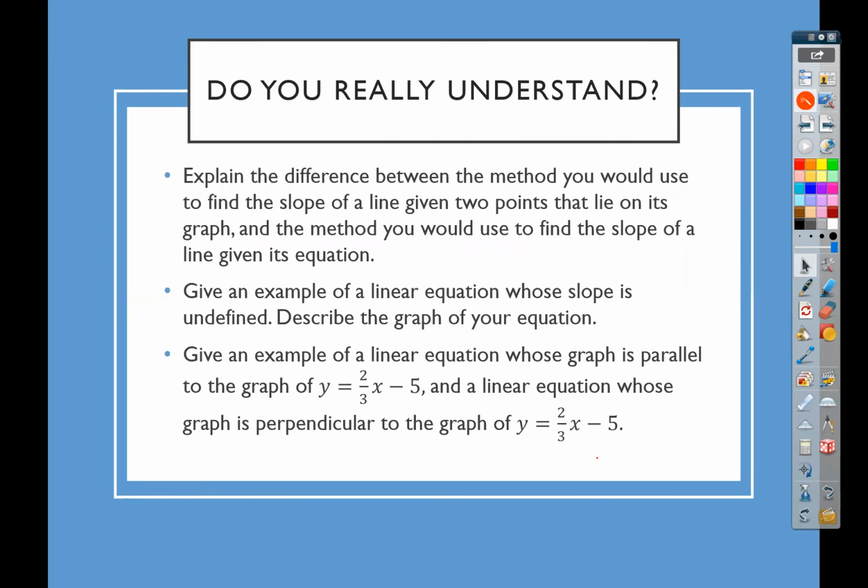So, do you really understand? Explain the difference between the method you would use to find the slope of a line given 2 points that lie on a graph and the method that you would use to find the slope of a line given its equation. Give an example of a linear equation whose slope is undefined. Describe the graph of your equation. And then give an example of a linear equation whose graph is parallel to the graph of y equals 2/3 x minus 5, and a linear equation whose graph is perpendicular to the graph of y equals 2/3 x minus 5. If you can do all of those things, then you do truly understand.